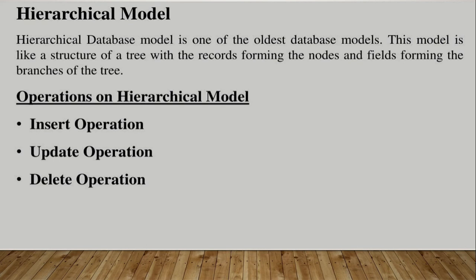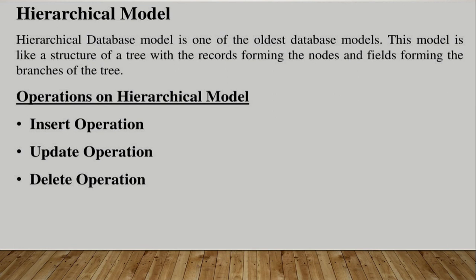First of all, the hierarchical model. This is one of the oldest database models, and this model is like the structure of a tree with the records forming the nodes and the fields forming the branches of the tree. This dates from the late 1950s, and the shape of this model is like an organizational chart in which a node on the chart represents a particular entity, and parent and child terms are used in describing the hierarchical model. Basically this model is also known as an inverted tree.